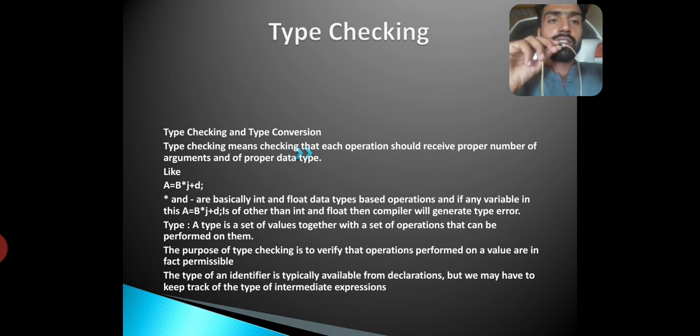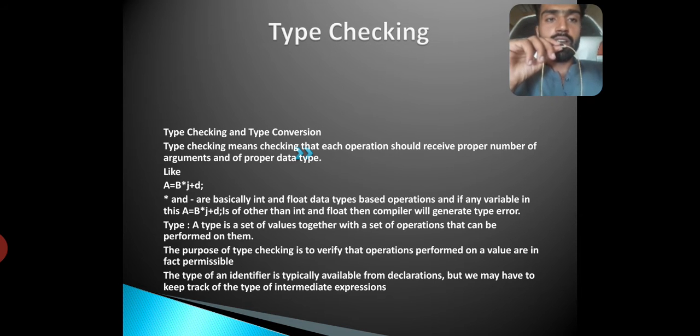Type checking and type conversion. Type checking means checking that each operation receives the proper number of arguments and of proper data type, like A, B, J, D, and for data type based operations. If A is equal to B, J plus T is other than int and false, then the compiler will generate a type error.